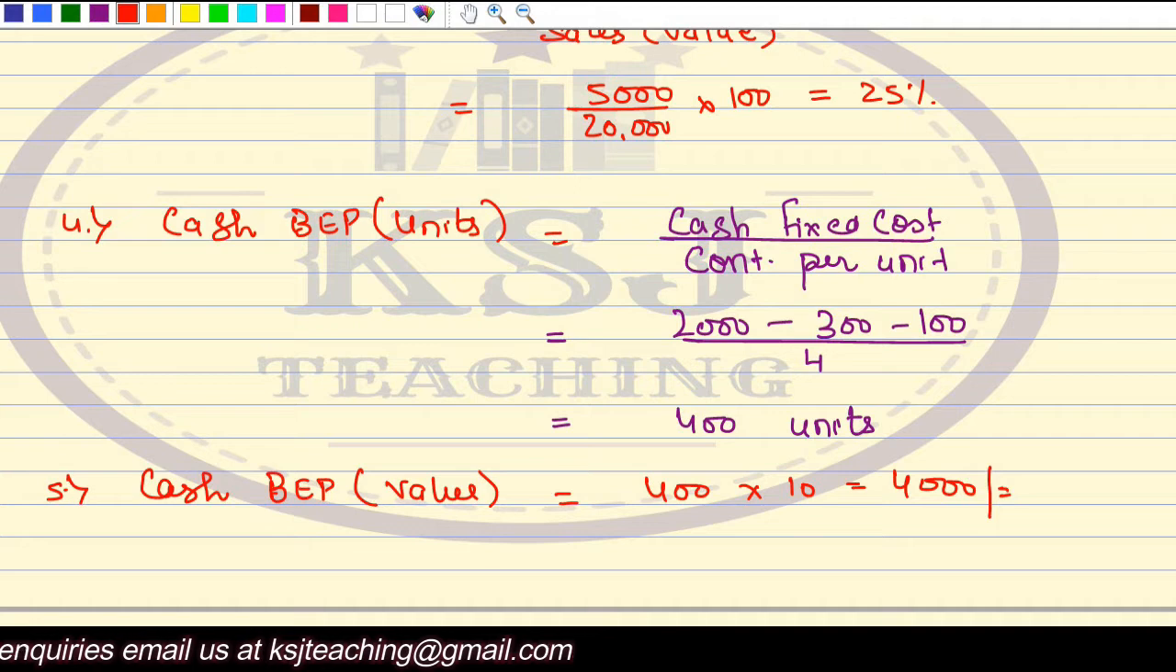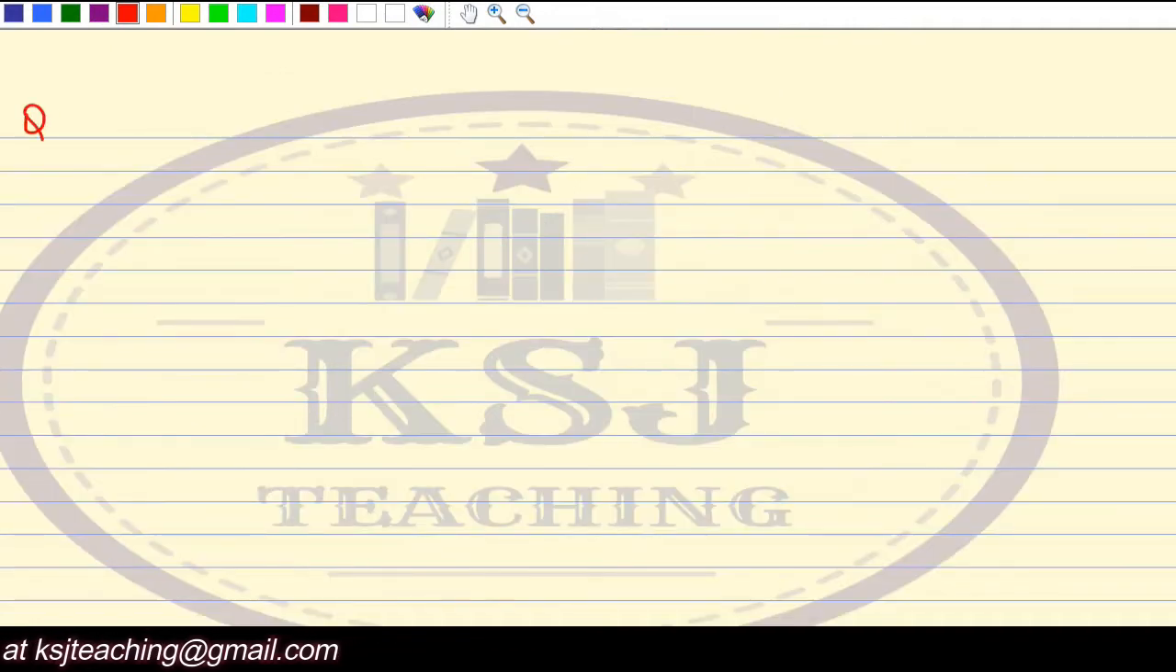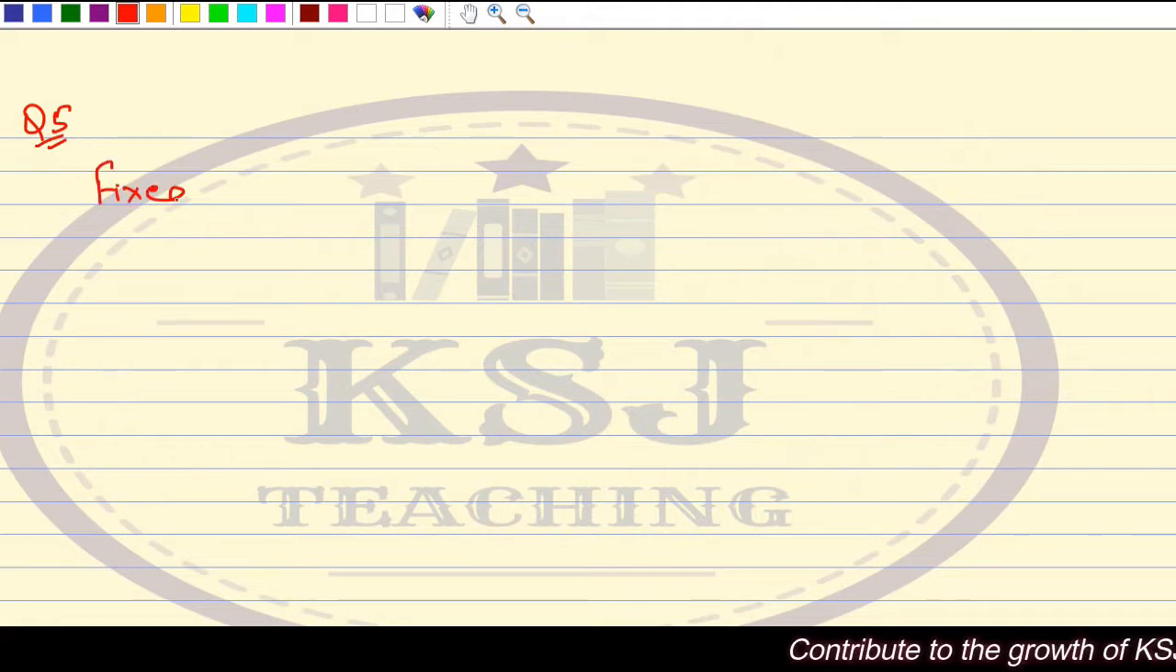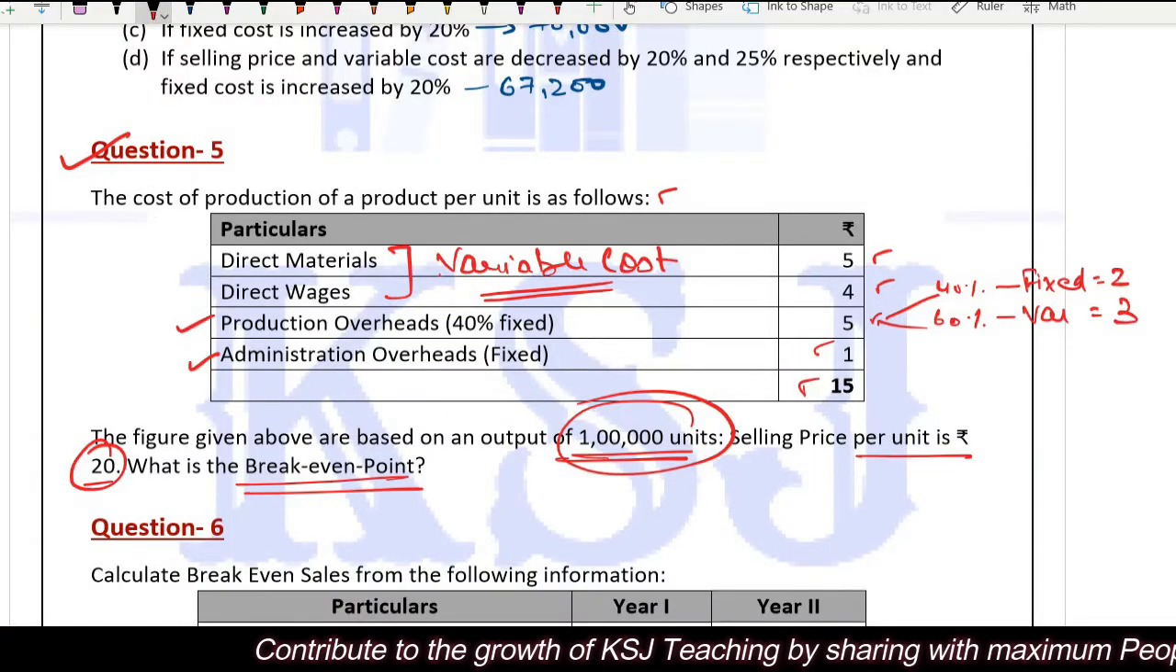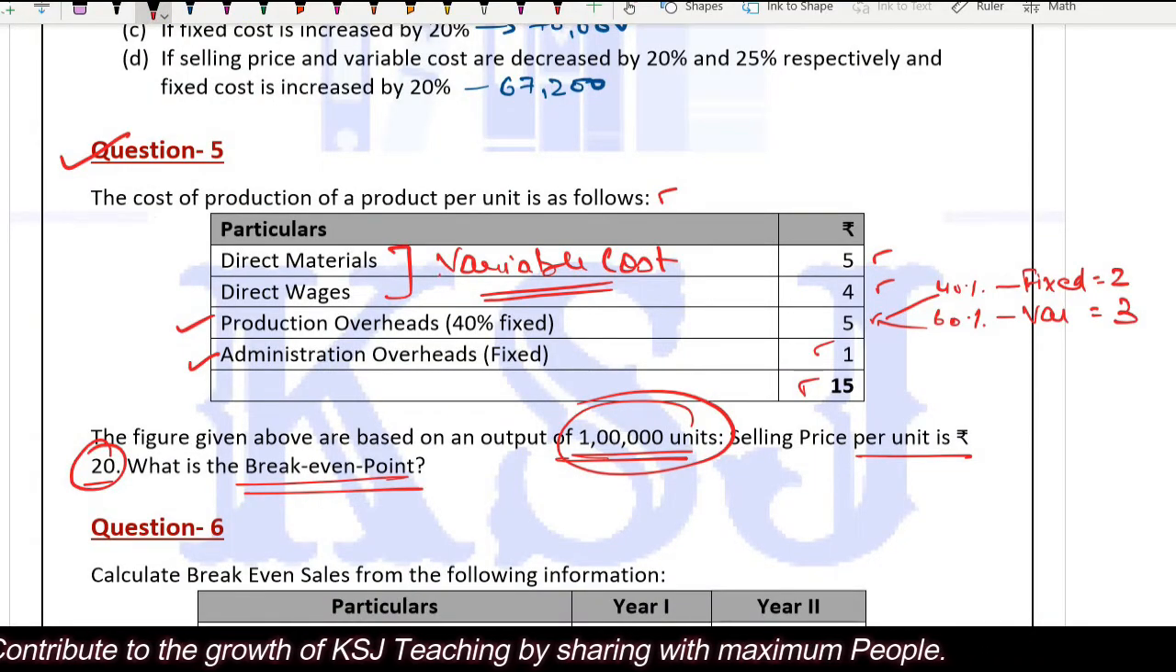Okay, let's do it. Don't worry. Question number 5. The first thing that we need is fixed overhead. So first we will talk about fixed overheads. Fixed overheads is the sum total of two things: one is administration, another one is production overhead.